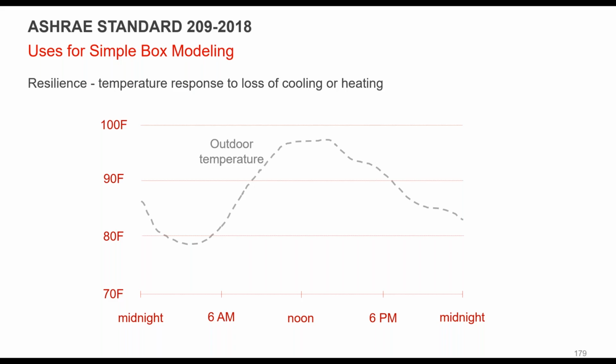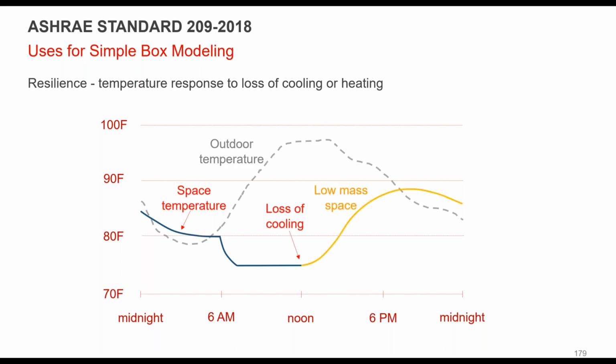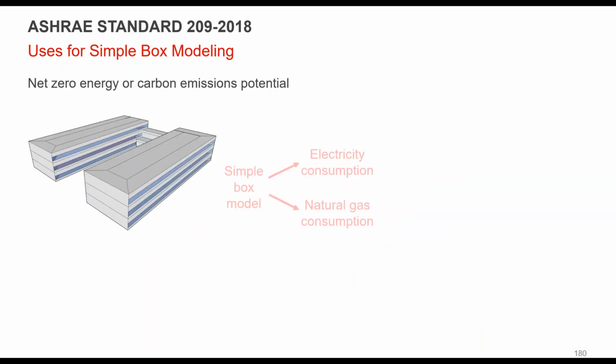The other thing is looking at resilience. What might be the temperature response if we lose our heating and cooling system? What might be the indoor and outdoor temperature? So there's outdoor temperature, and then what happens to the space temperature in that particular case? Is the building resilient to that loss of heating or cooling? So we have our loss of cooling, and because we have a low mass space, it's going to climb pretty quickly to match the outdoor temperature. If we have a higher mass space, it can offset that and push that to later times during the day.